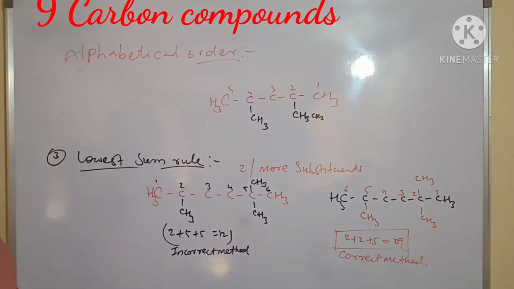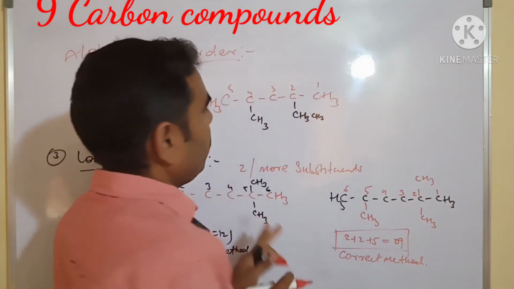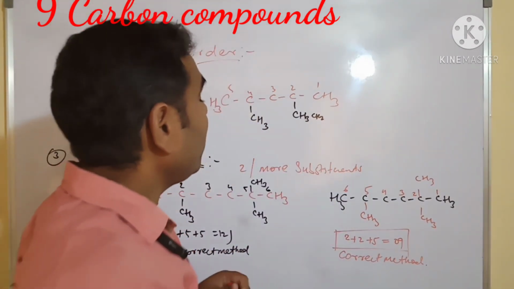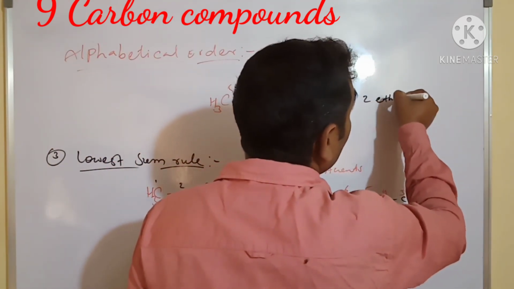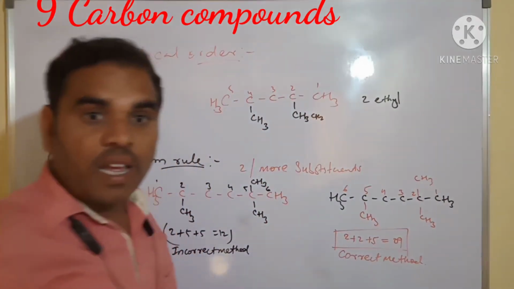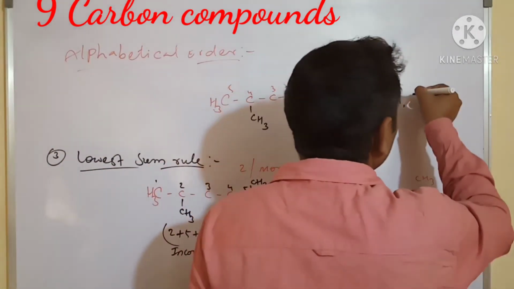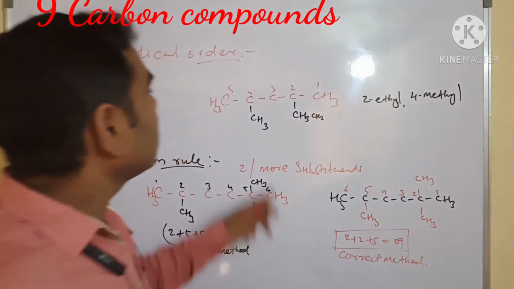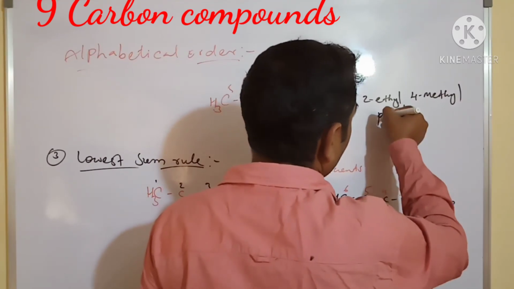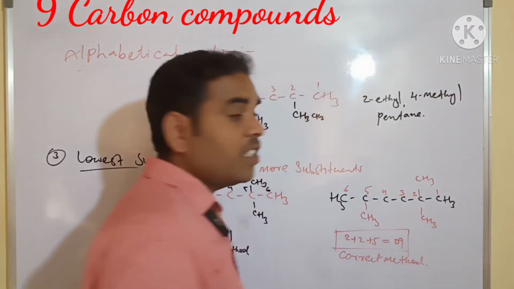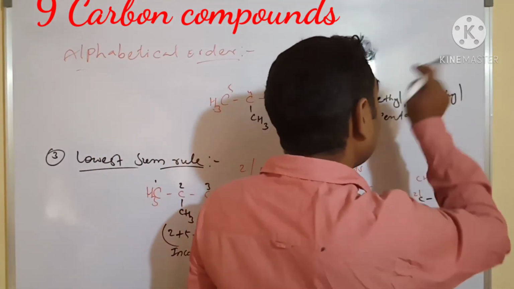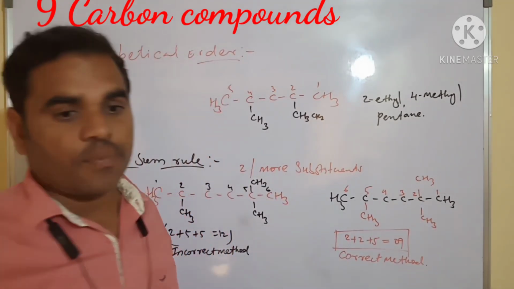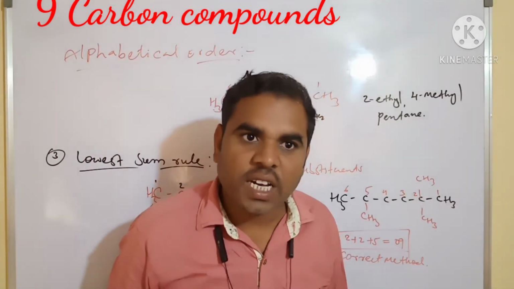Now we have to write the name in alphabetical order. We have chosen the parent chain. There are 5 carbons, so it is pentane. Here this is methyl, here this is ethyl. So here we have to write 2-ethyl, because first E comes, then 4-methyl. What is the parent? Pentane. We have to write E first, then M, then pentane. This is how we write it in alphabetical order. I hope you understood this.